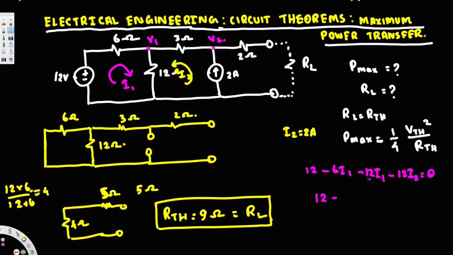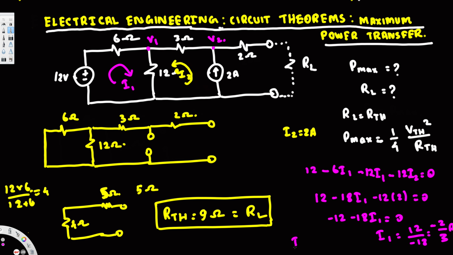So 12 minus 6 minus 12, that's going to be minus 18 I1 minus 12 times 2 is equal to 0, and if we simplify this one, this is going to be minus 24 plus 12 minus 12, minus 18 I1 is equal to 0. Therefore I1 is going to be equal to 12 over minus 18, and that's going to be minus 2 over 3. Okay, minus 2 over 3 ampere is going to be the current. I1 is going to be minus 2 over 3 ampere.